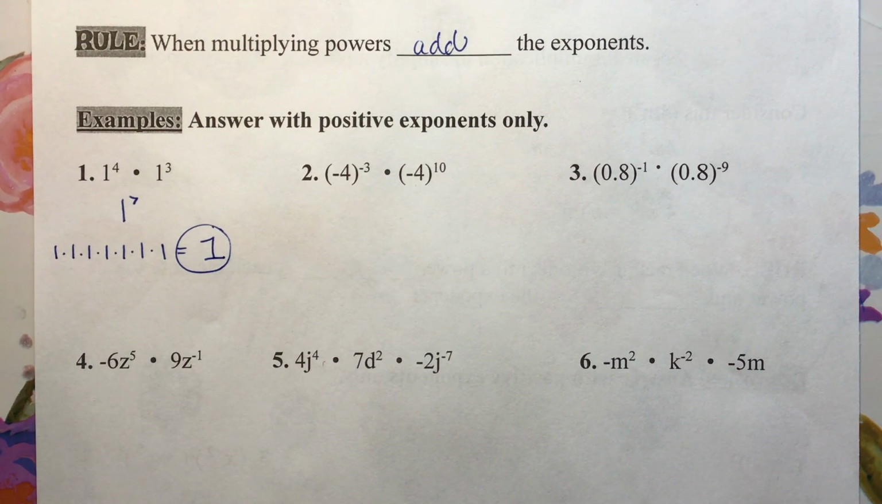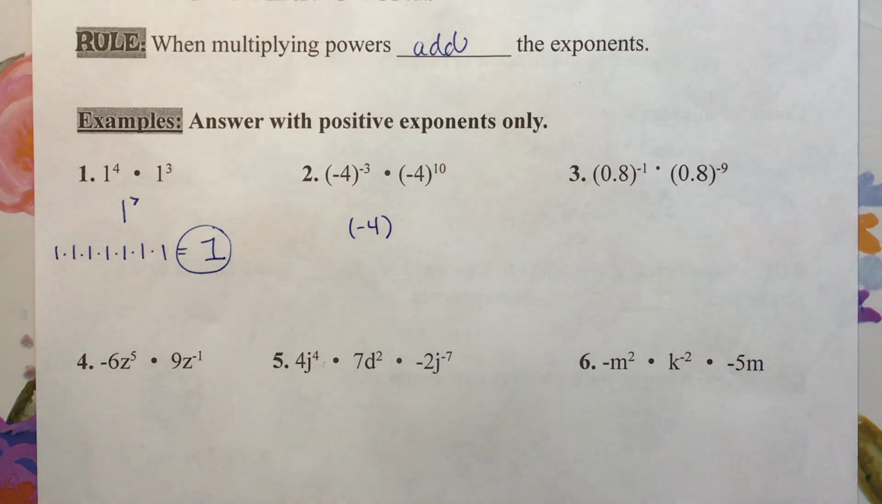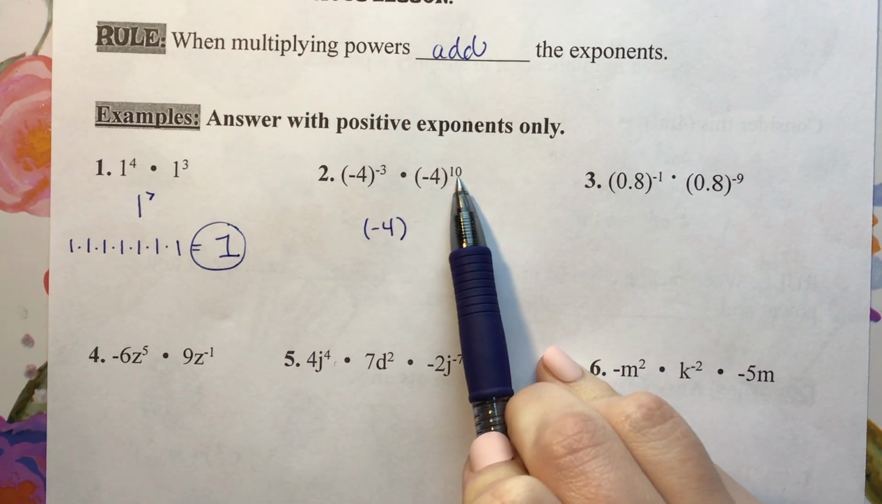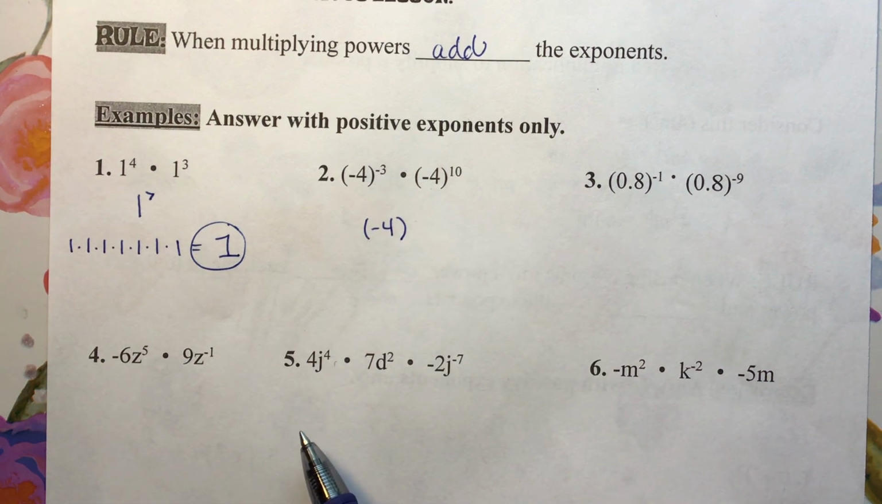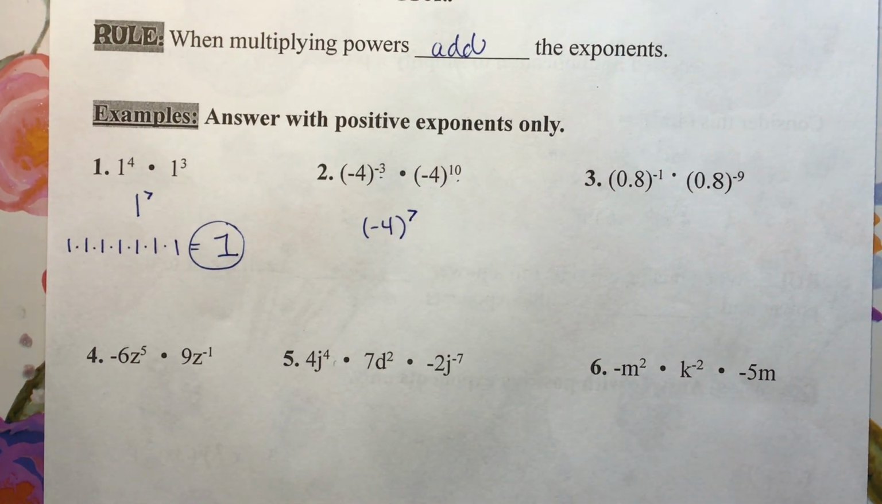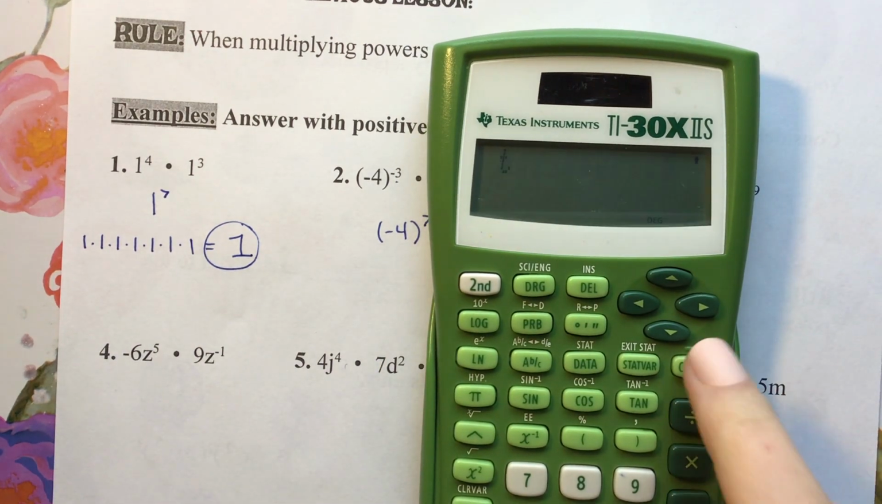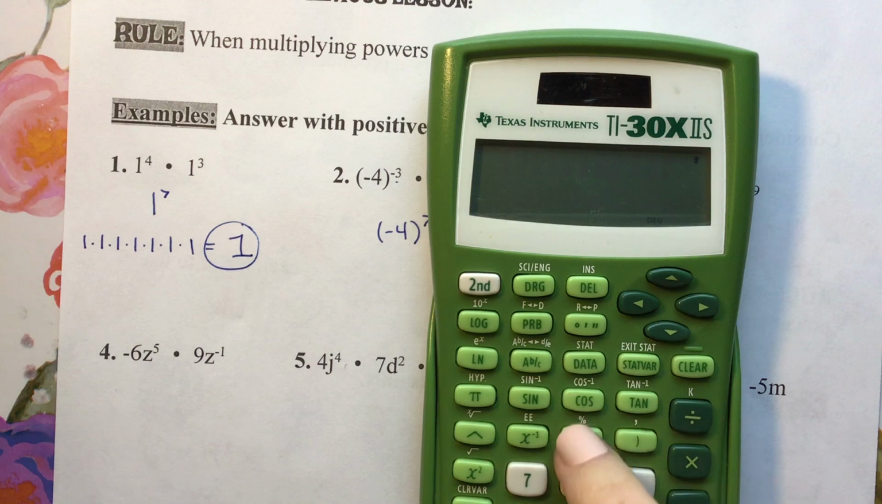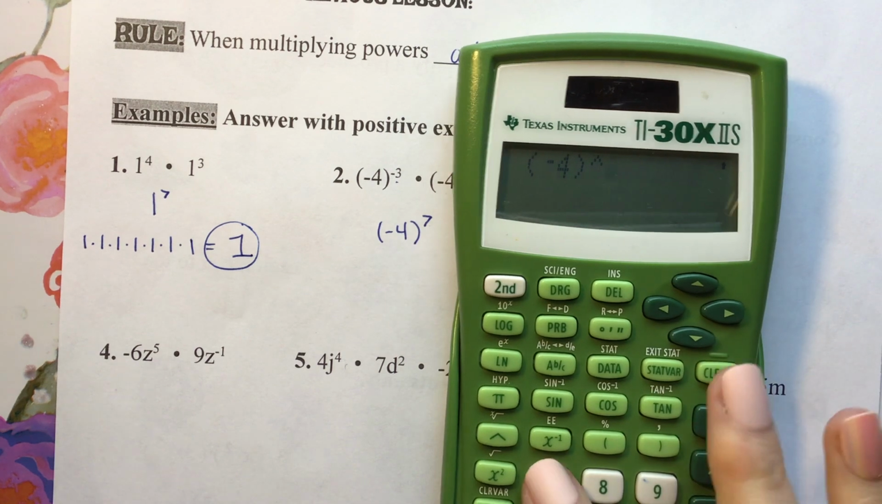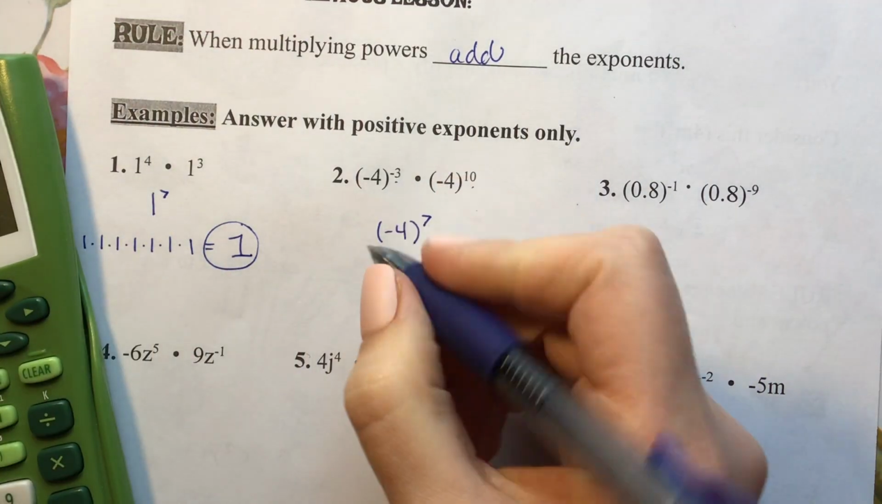Looking at the second example, I have -4 raised to the -3rd times -4 raised to the 10th. The base is staying the same, I have -4, and then I have -3 and 10. Because I'm multiplying, I'm going to add exponents. So I'm going to raise it to the 7th, because -3 plus 10 is 7. I'm then going to input that into my calculator. I make a parenthesis, input -4, and then raise it to the 7th power, and that is going to be -16,384.